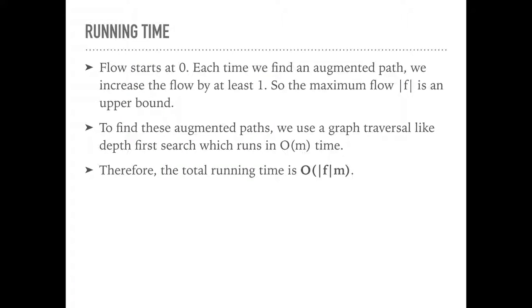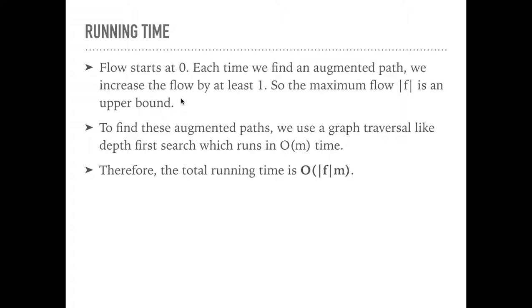So the running time: the flow starts at 0. We set the flow to start at 0. Each time we find an augmenting path, we increase the flow by at least 1 because we're using integers. So the maximum flow is an upper bound. To find these augmenting paths, we use a graph traversal like depth first search, which runs in O(M) time, where M is the number of edges in the graph. Therefore, the total running time is O(F times M).